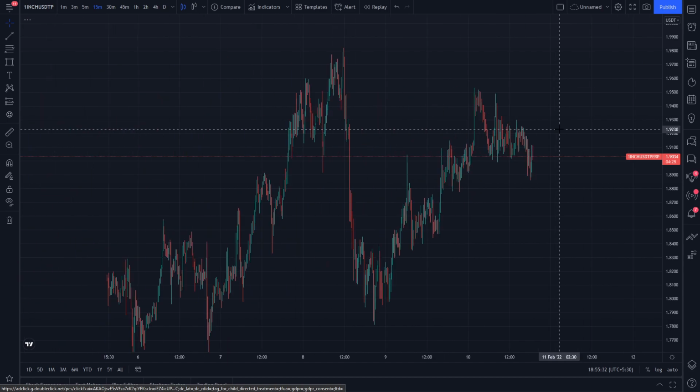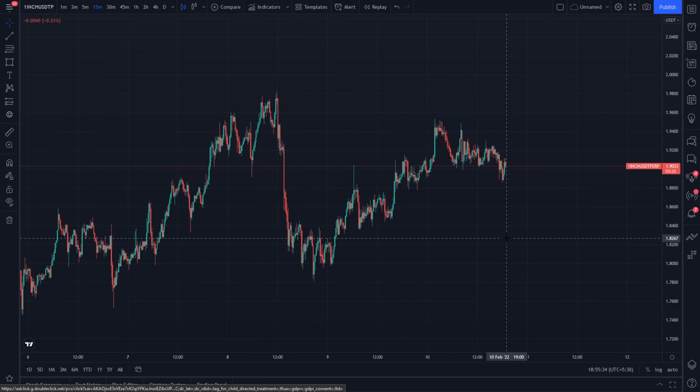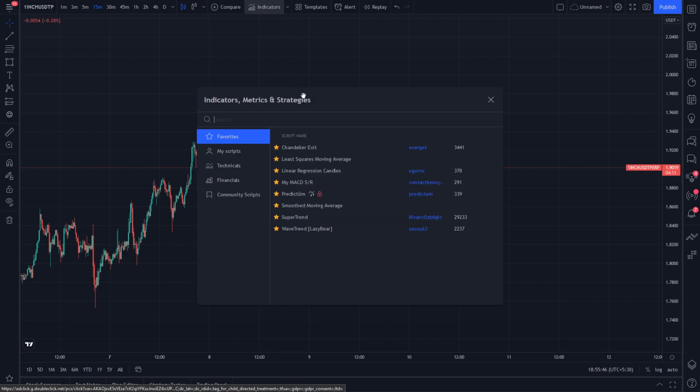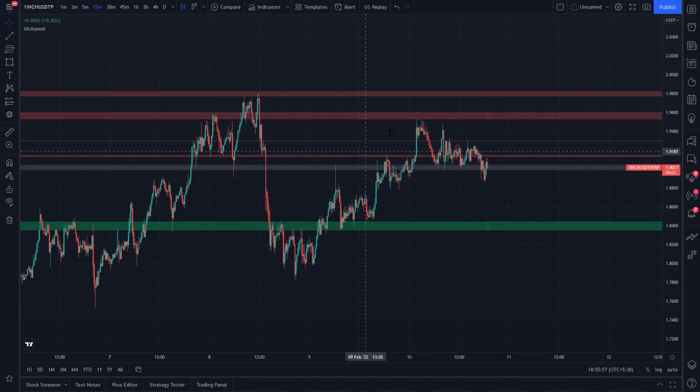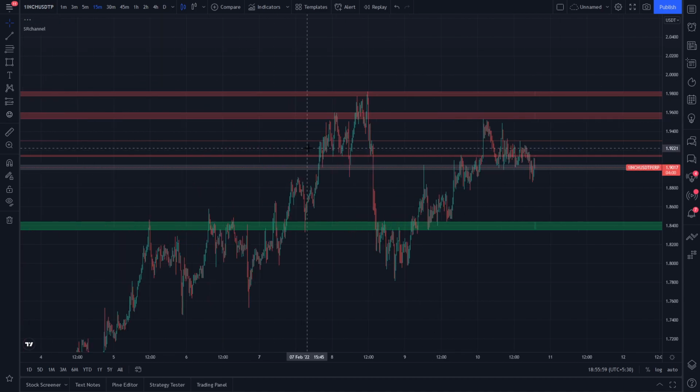So basically, what we need is three indicators. One of them includes support and resistance. If you could do it manually, then you don't need it. So let's see what the three indicators are. First we need the SR channel. Type SR channel over here, get Support Resistance Channel by LonesomeTheBlue. Let's click on that, so you immediately get the support and resistance identified.